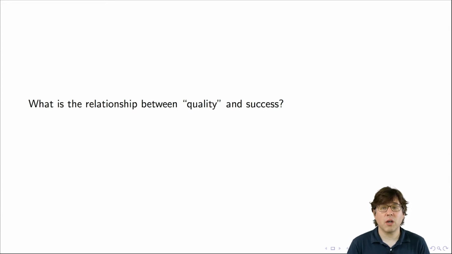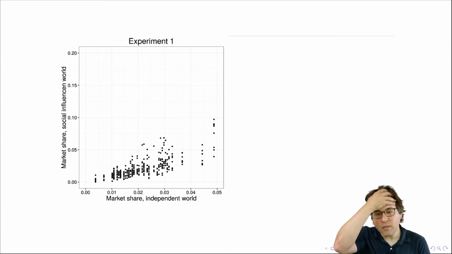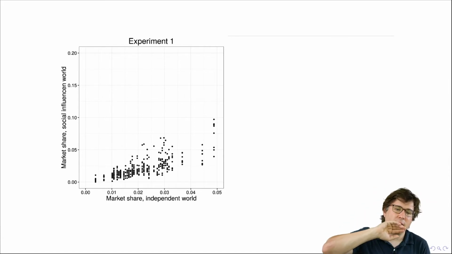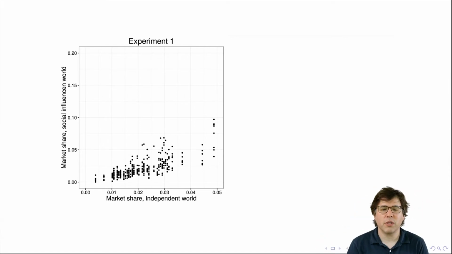And that gives us a pretty good measure of how much these participants liked these songs. And then we can compare that to the success of the songs in the social influence worlds. So here are the results from experiment 1. The x-axis here is the market share in the independent world. As I said, that's a measure of the appeal of the song or the quality of the song. The y-axis is the market share in the social influence worlds.